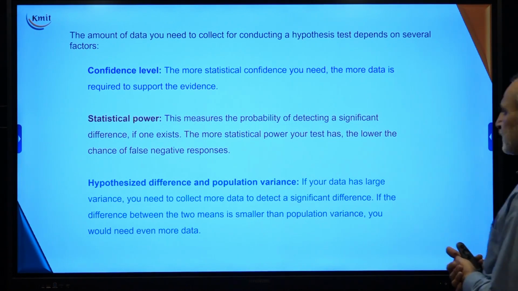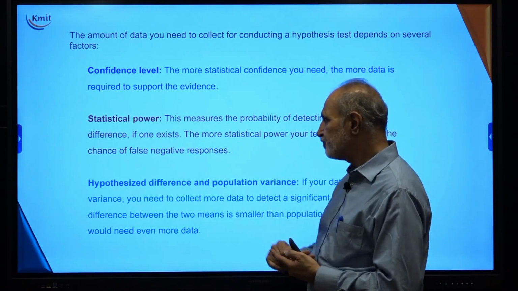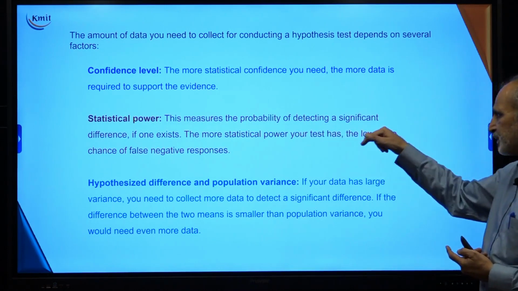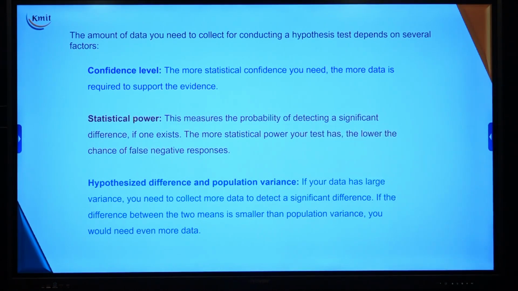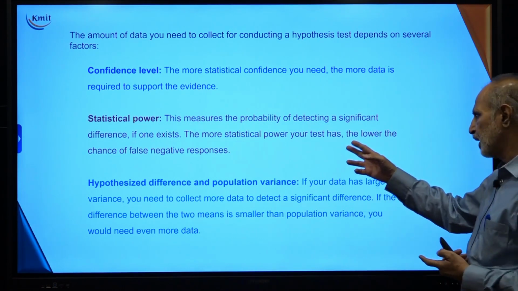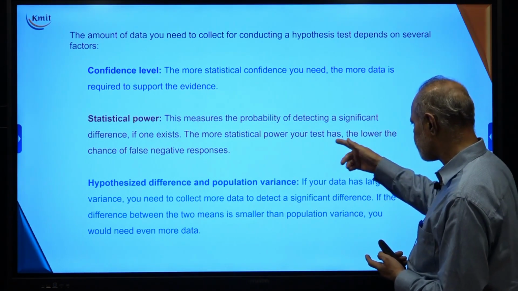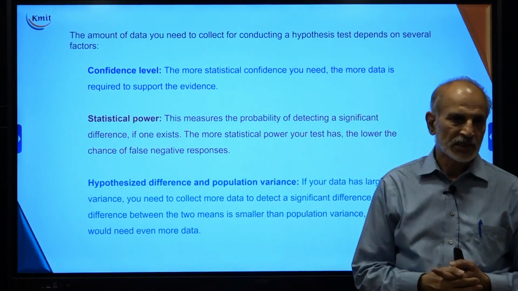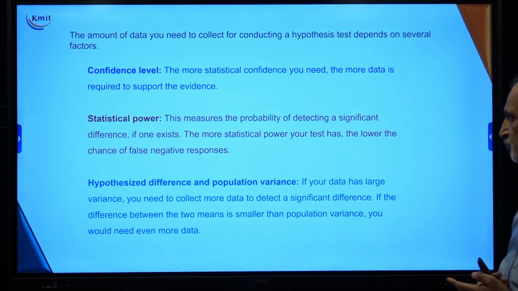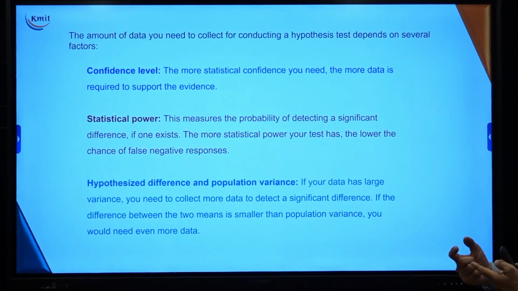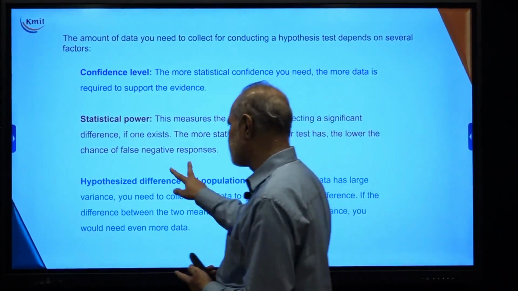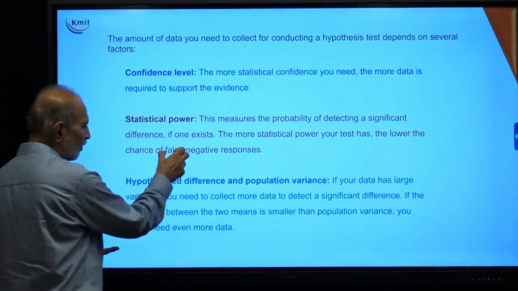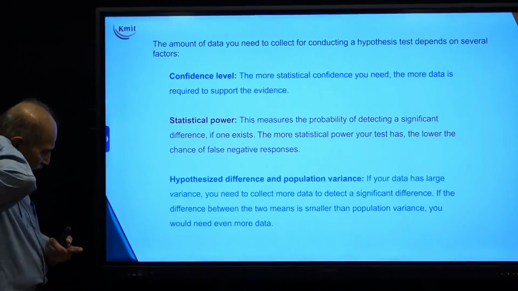Second is statistical power, which measures the probability of detecting a significant difference if one exists. The more statistical power you have, the lower the chance of a false negative response. So, this gives me a statistical power such that my chances of getting a false negative response will be lower.